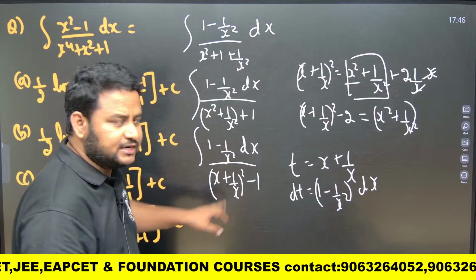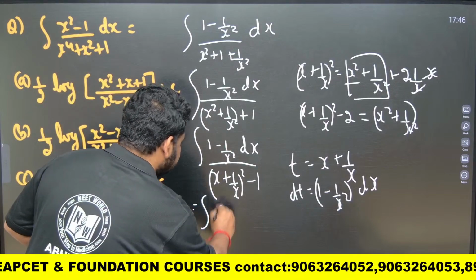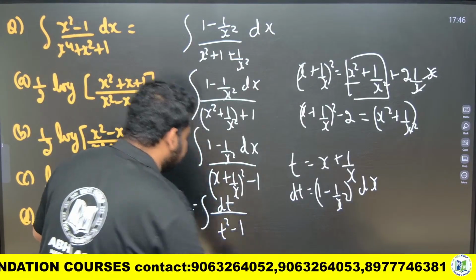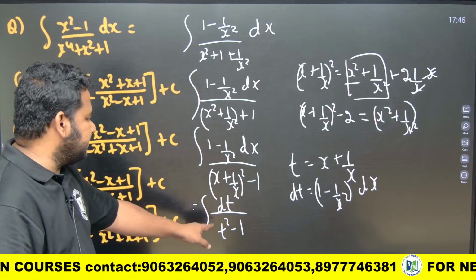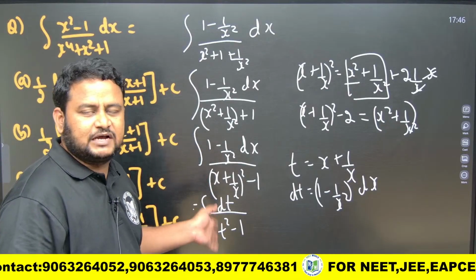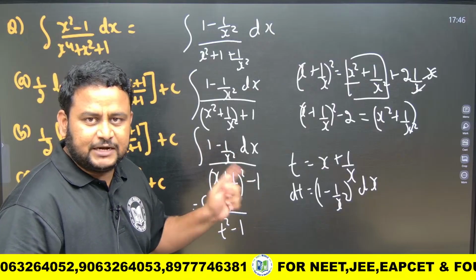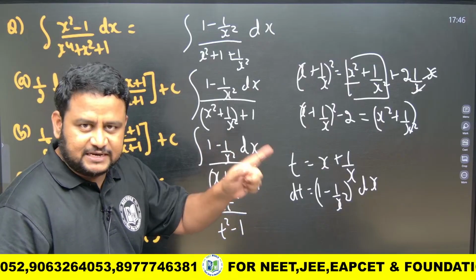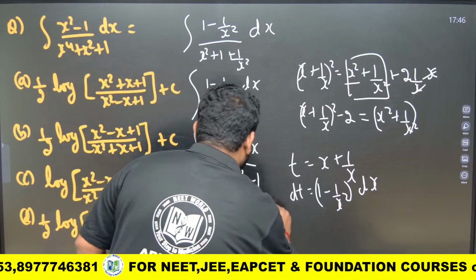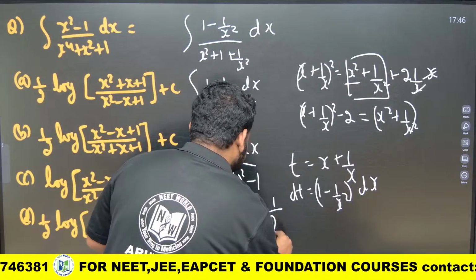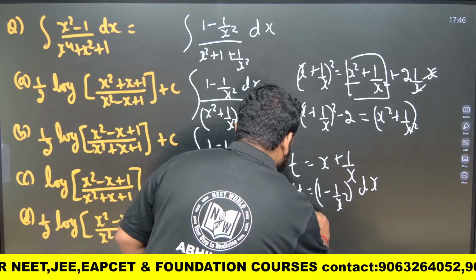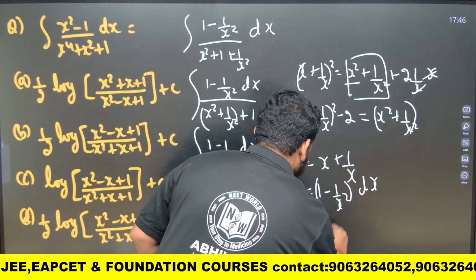What about the denominator? I have integral of dt by t square minus 1. This is of the form integral of 1 by x square minus a square, which is equal to 1 by 2a times log of (x minus a) by (x plus a). Here a is equal to 1, so this becomes 1 by 2 log of (t minus 1) by (t plus 1) plus c.